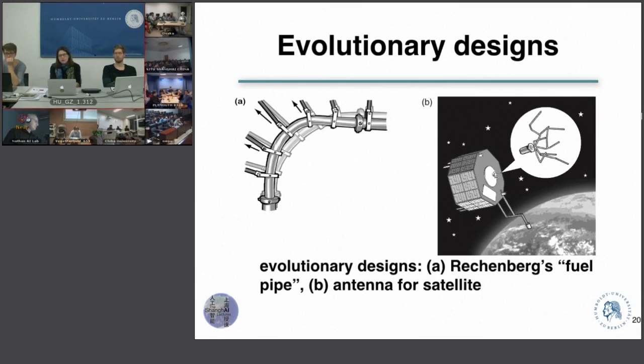And these evolved antenna shapes are now used by NASA, by the space agencies. So one could say that evolution comes up with some really creative solutions, more creative than humans could come up with.